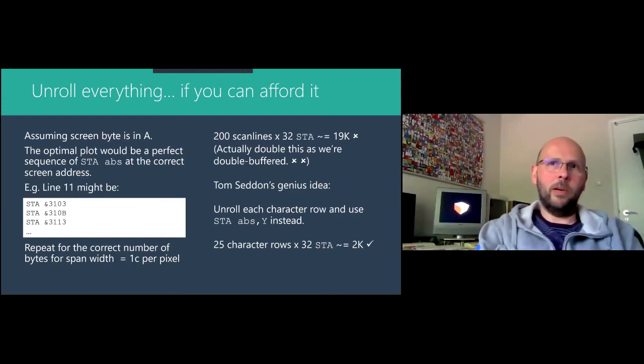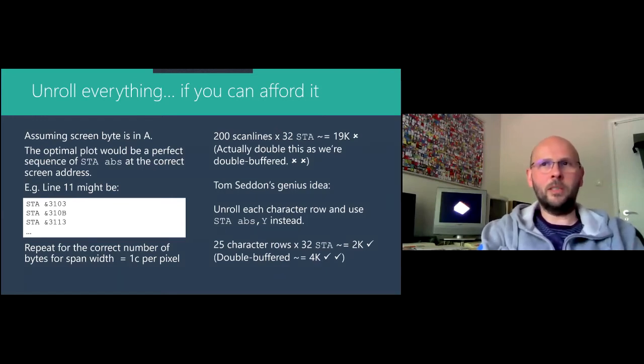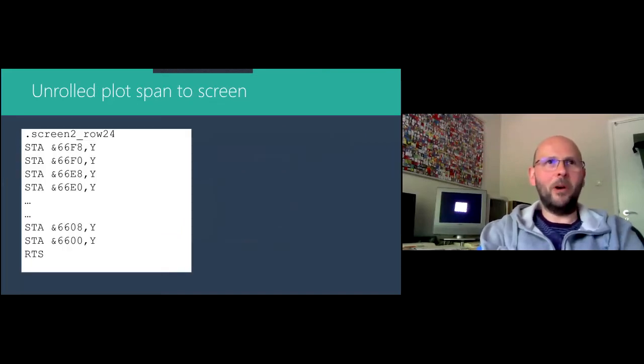So we've got 25 character rows, 32 columns. Yeah, that's about 2K of code. That's not too bad. Of course, it's double buffered, so 4K. Yeah, I think we can squeeze in 4K of unrolled code. That's not too painful. So this is probably the most technical slide of the whole presentation.